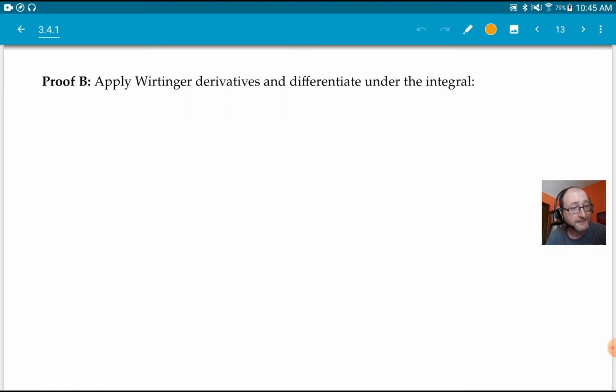Basically, the idea is you apply the Cauchy-Riemann equations, and we can just apply the Wirtinger derivative to it. We just differentiate with respect to z bar, and check that that's zero. So let's try to do that.